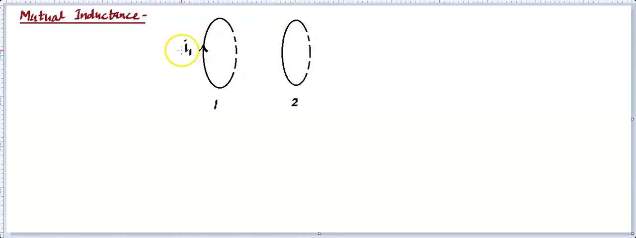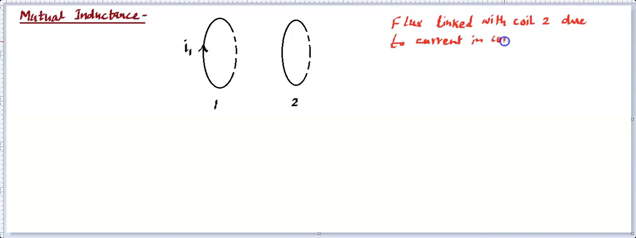So the point is, if you have a current in one coil, then there will be flux linked with the second coil because of the current in the first coil. So we will write the flux linked with coil 2 due to current in coil 1. This can be otherwise as well. That means if you run a current in the second, then the flux will be linked with the first coil. We are taking just one example, right? We can write it as the flux of 2 due to the current in 1.